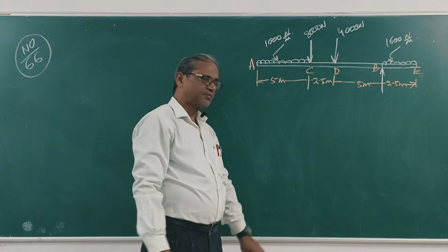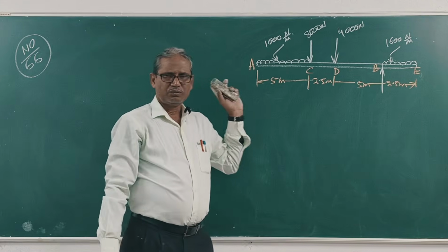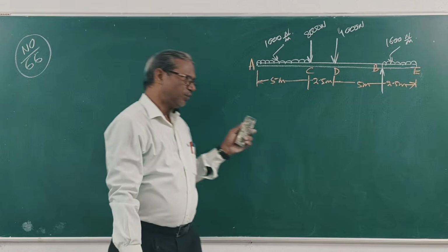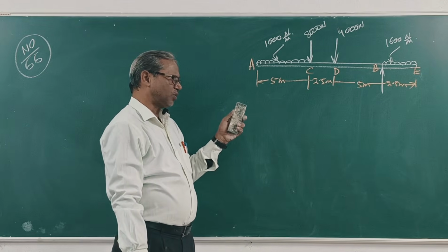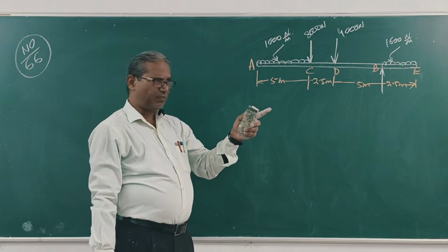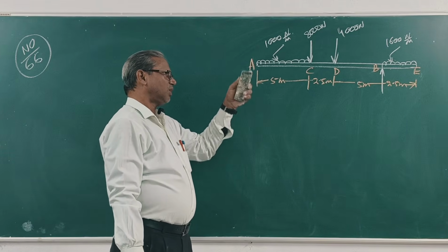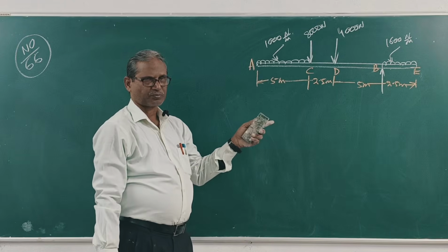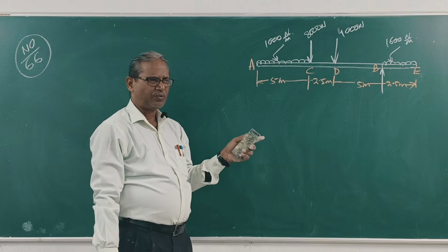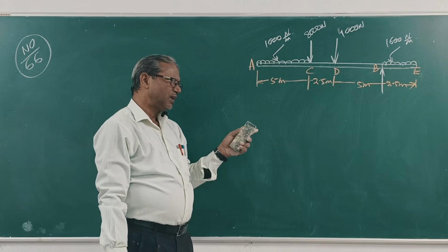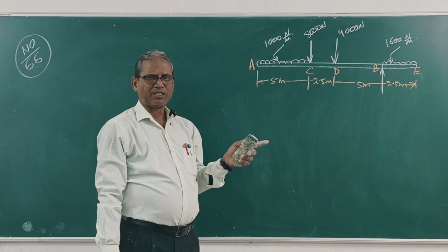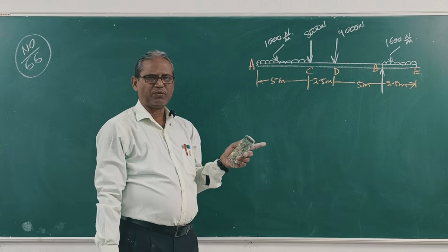Now, this is question number 66. Another question for point of contraflexure. The topic is point of contraflexure. The question is: beam ACDB loaded and supported as in the figure. Draw the shear force and bending moment diagram for the beam. Locate the point of contraflexure and where the maximum bending moment occurs.